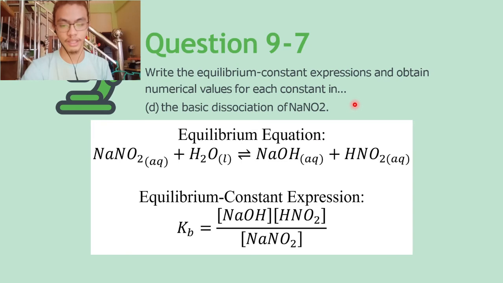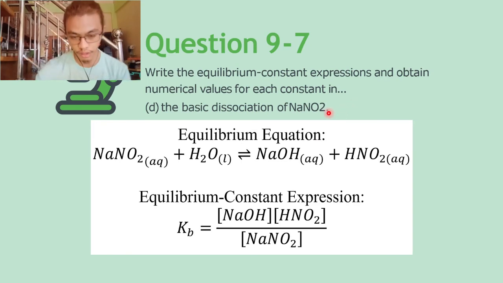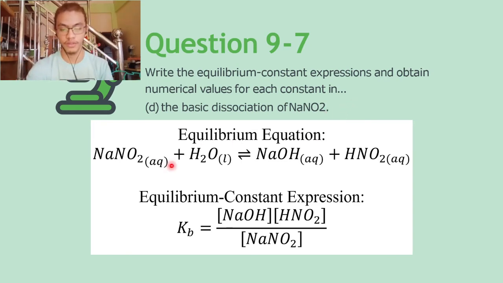So for the next item, we have the basic dissociation of sodium nitrite. Sodium nitrite plus water gives sodium hydroxide and nitrous acid. So for the Kb, we have the product, the concentration of NaOH times the concentration of HNO2, all over the concentration of the reactant NaNO2.